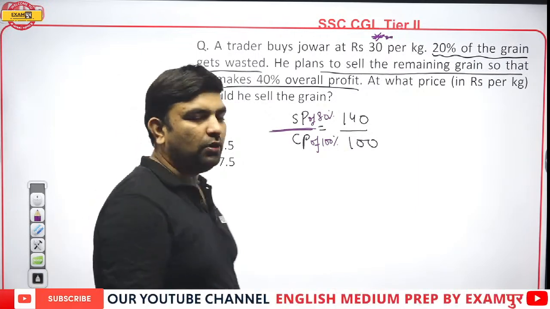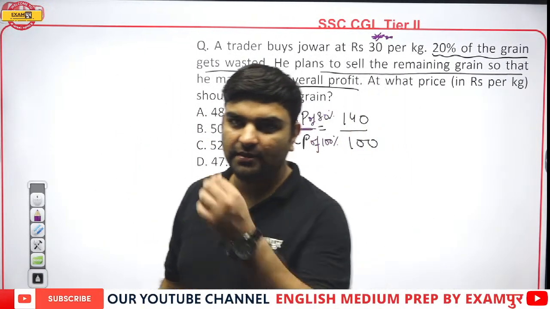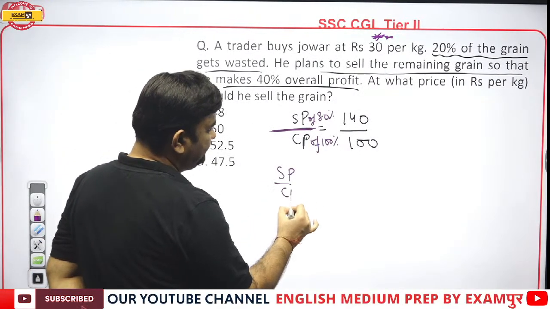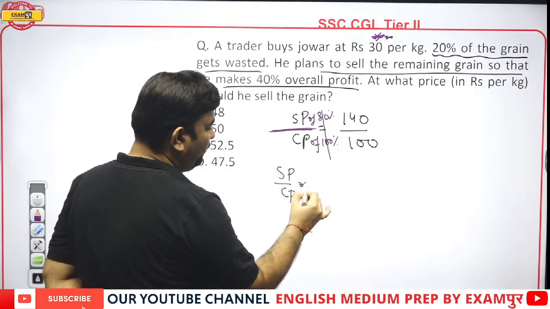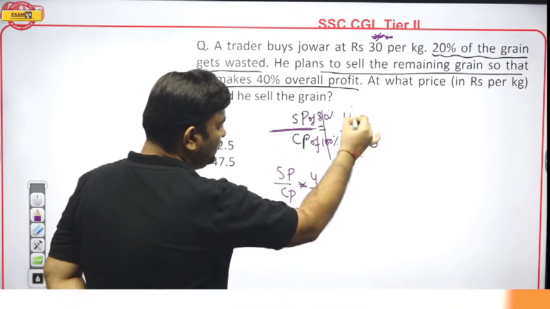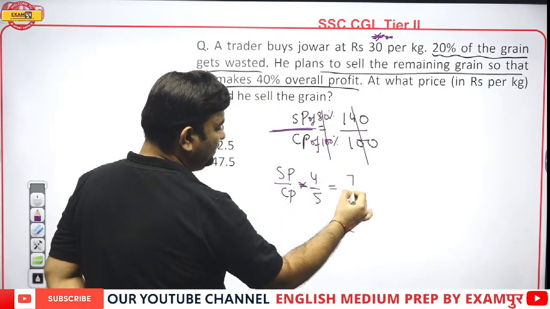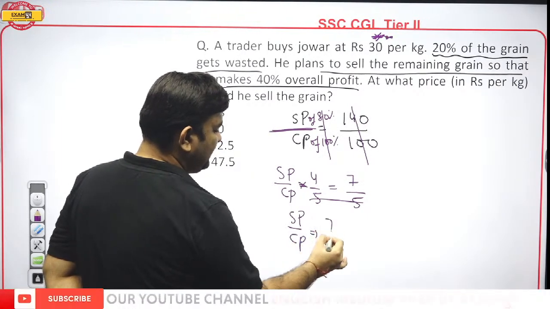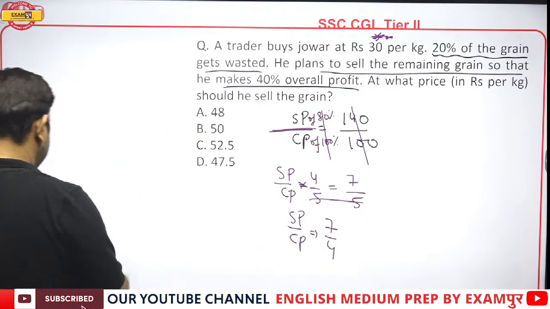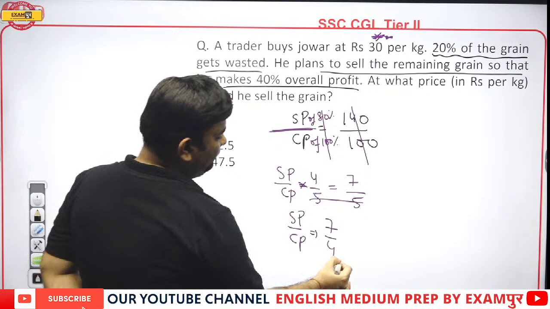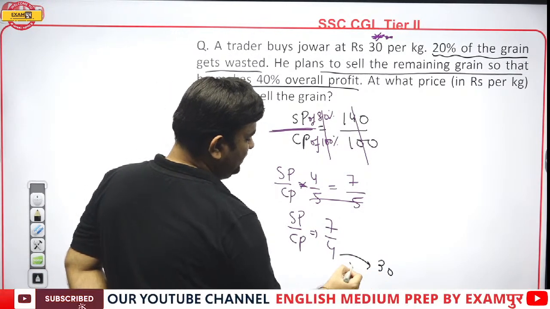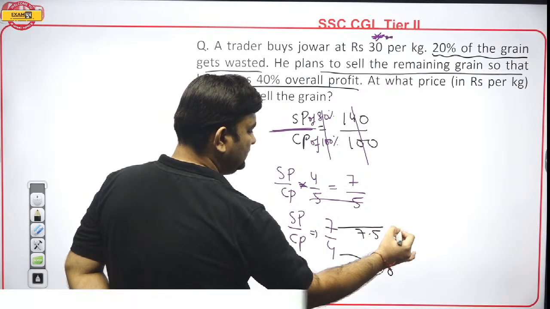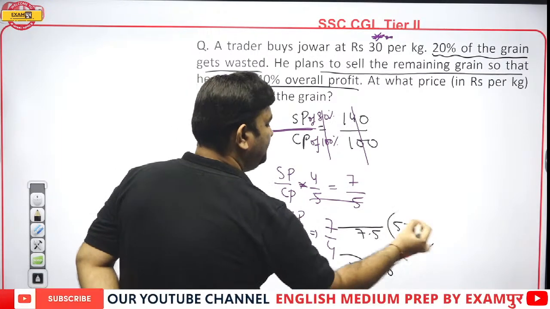Got this point? Because 20% grain is getting wasted. So SP over CP into 4 by 5 is equal to 7 by 5. So SP over CP comes out to be 7 by 4. 4 is given as 30, so 7 is 7 into 7.5, which is 52.5. Please do watch out.